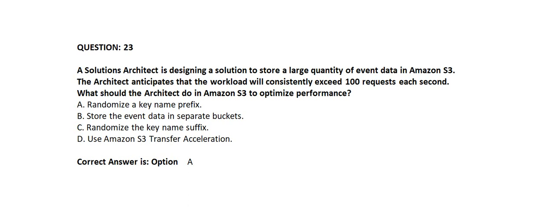Option C. Randomize the key name suffix. Option D. Use Amazon S3 transfer acceleration. Correct answer is option A. Randomize a key name prefix.